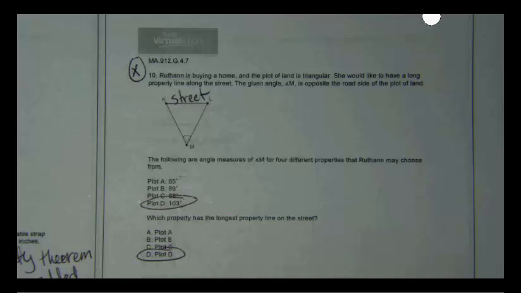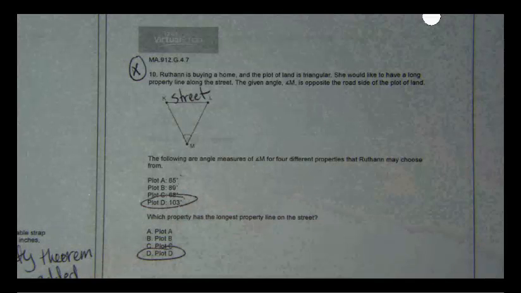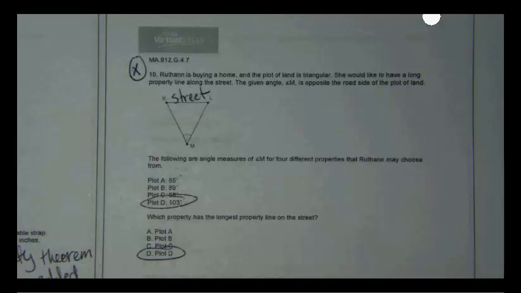Because the bigger the angle, the bigger it opens up. Remember, the bigger the angle opens up, the longer that other side is. The bigger the angle, the bigger the side across from it. Remember when I showed you the compasses opening up? That's like that. Those are our choices, and that's the biggest angle, so that's going to give us the longest side. Does that make sense?